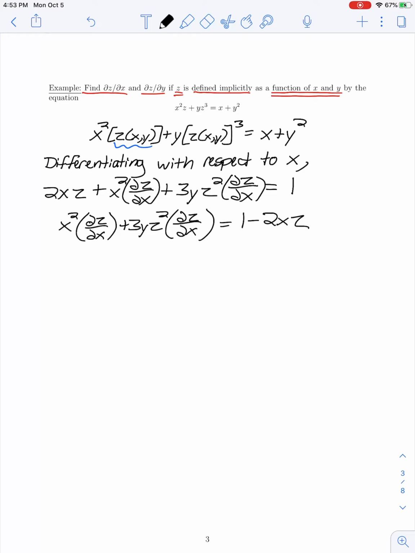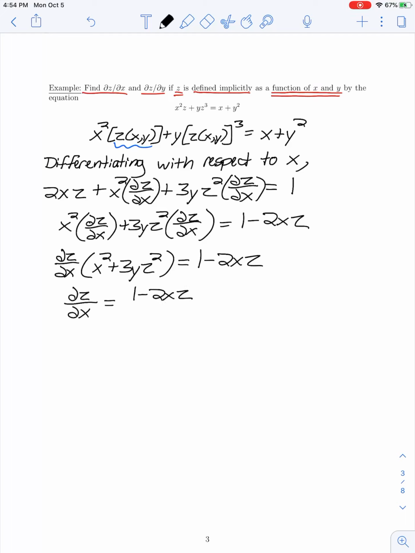So from here on the left-hand side, I can factor out the partial derivative of z with respect to x, and I would be left with x squared plus 3yz squared, equal to 1 minus 2xz. So finally, solving for the partial derivative of z with respect to x, we would have 1 minus 2xz over x squared plus 3yz squared. So this is the first of the partial derivatives that I was after.